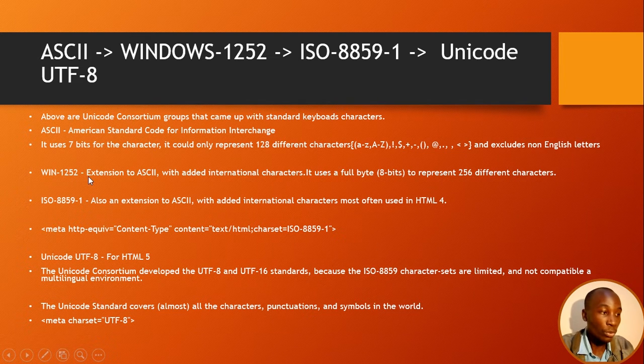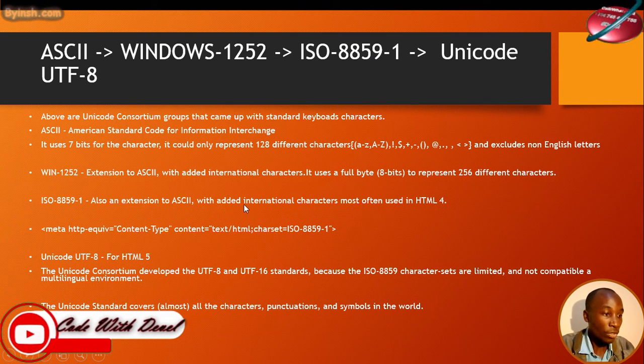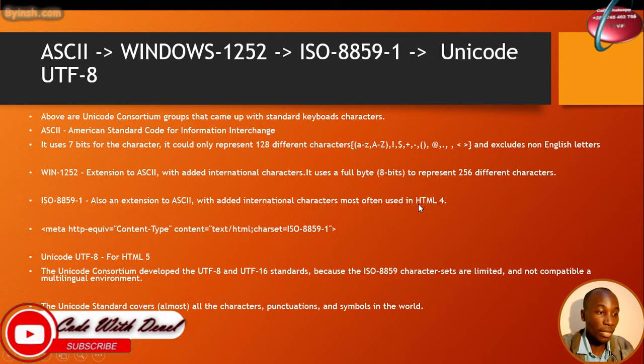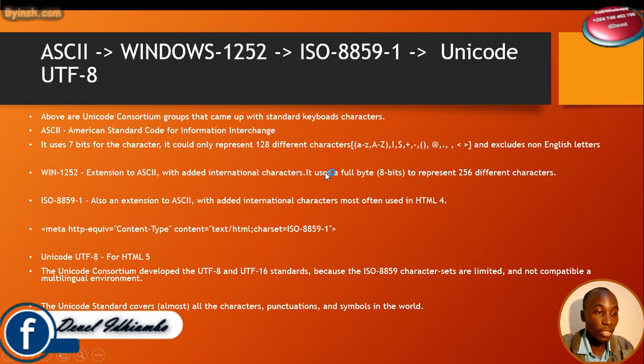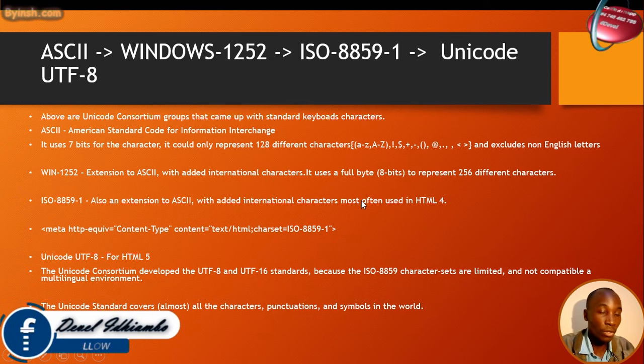Windows 1252 had the international letters, and it used 8 bits to represent 256 different characters. 2 to the power 8 means 256. It was also an extension to ASCII. This one added international characters, but it was mostly used in HTML 2 versions and below. When HTML4 came, it adopted the use of ISO characters.